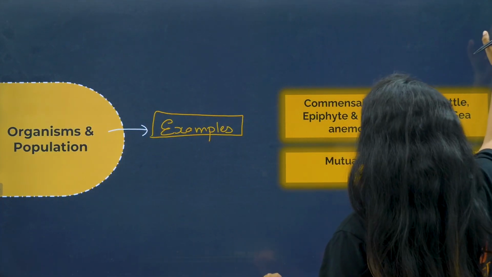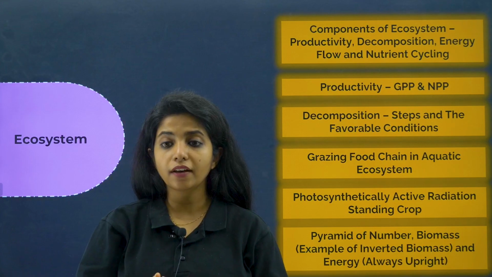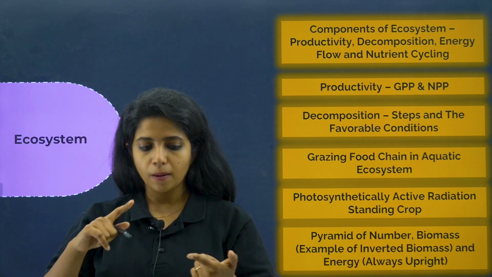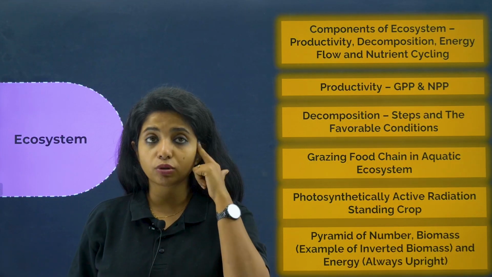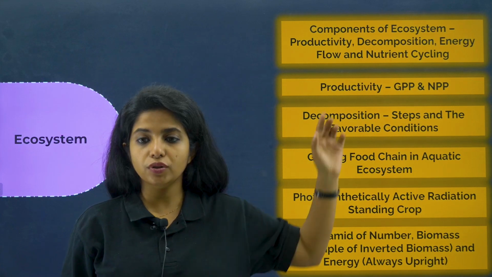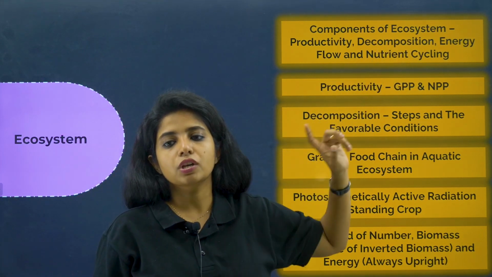Now, what do we have? Okay, we have ecosystem, that is the second last chapter that we have. In that, components of ecosystem, my dear children, you will be asked to define all of them: productivity, decomposition, energy flow and nutrient cycling. Or you can get an MCQ question which says find one which was not the component of ecosystem. So they can give you something else instead of one. They can shift one and they can put something else. So you have to find that.